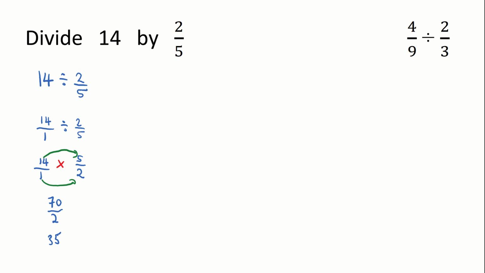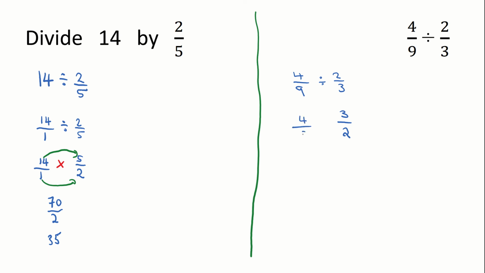Coming over to the second example here, I'm asked to divide 4 over 9 divided by 2 over 3. So 4 over 9 divided by 2 over 3. Again, the rule applies. You flip the fraction you are dividing by. I'm dividing by the 2 over 3, so that becomes 3 over 2. Never flip the fraction that you are dividing into. So the 4 over 9 stays the same.